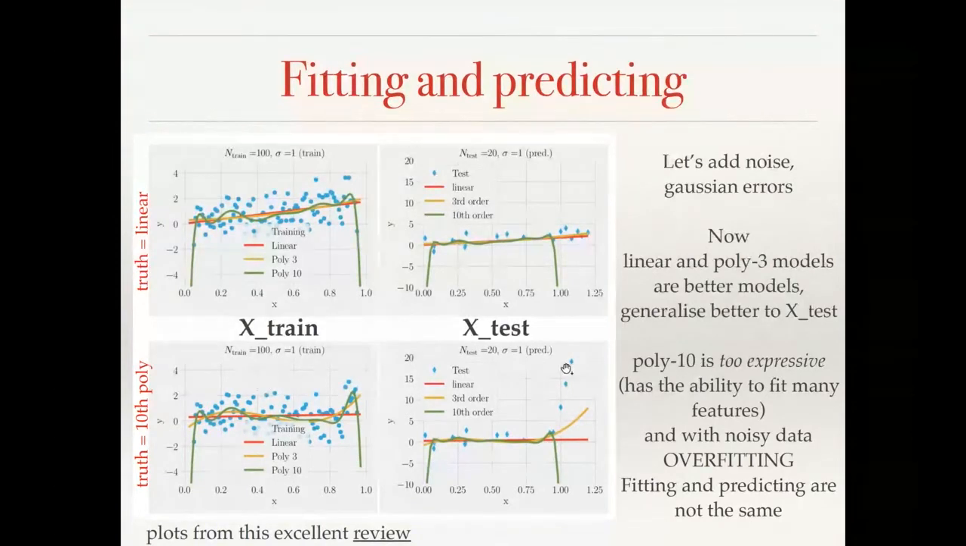Another way of saying it is that this polynomial of 10th order is too expressive. So it has the ability to fit many features even when they are not there. And with noisy data, features might look as if they exist and they are not there. So sometimes with noisy data, keeping a simpler model, one with fewer features and less expressive, as you can see here, is a better prediction of the data.